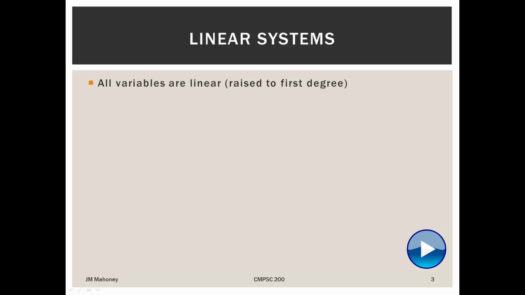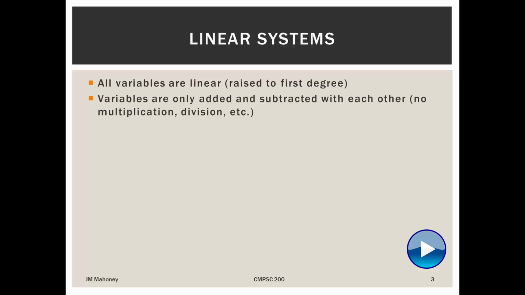As the name implies, in a linear system, all the variables that we're using are linear. They're only raised to the first power. We have no square roots, no squares, no cubes, no sines and cosines. We only have variables to the first power involved. And the variables that we're using, we're only adding and subtracting them with each other. They're not being multiplied by each other. They're not being raised to powers of one another either.